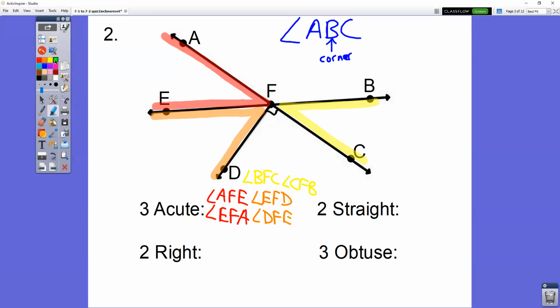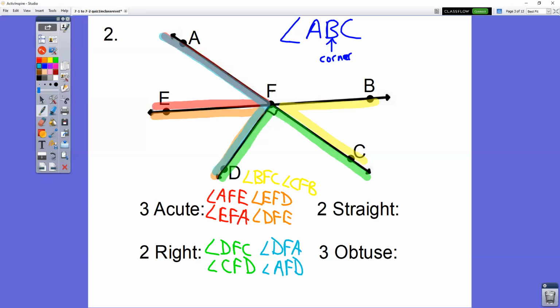Your right angle. The right angle is like the corner of a piece of paper. With your right angle, you're looking for that box. That box tells you that for sure it is a right angle. So that green angle is definitely one of them, DFC. So angle DFC, or you could say the reverse of that, CFD. The next one is right next to it. So we're looking at DFA, angle DFA, or angle AFD.